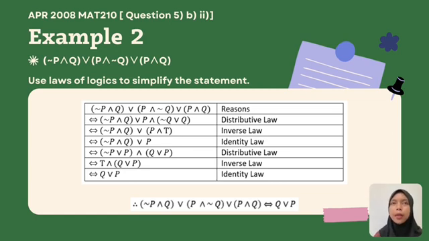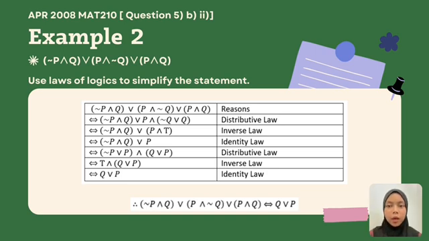So we know that we can combine the not Q or Q using the distributive law. So the first step is we use the distributive law. So the statement will be not P and Q, or P and not Q or Q. So we have combined the not Q or Q. Next, we will use the inverse law, which is the not Q or Q will turn into true. So the statement will be not P and Q, or P and T. We know that we can get only P if we use the identity law. So the next statement will be not P and Q, or P.